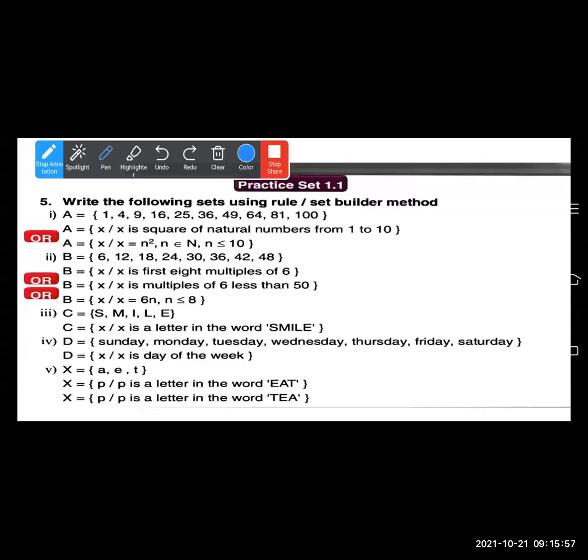C is equal to this one. X is a letter in the word smile. You can write examples, missile also. And X is equal to EAT, meaning X is equal to the set of all P such that P is a letter in the word eat, and X is equal to the set of all P such that P is a letter in the word T. You have to assume this P on your own. Okay. All the names of the sets are already given.